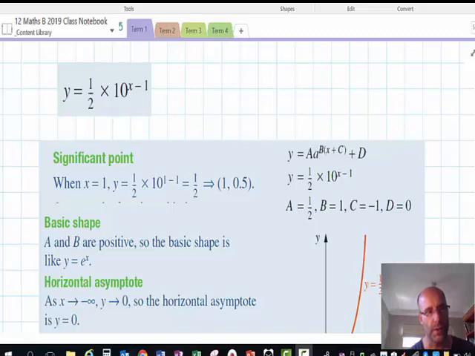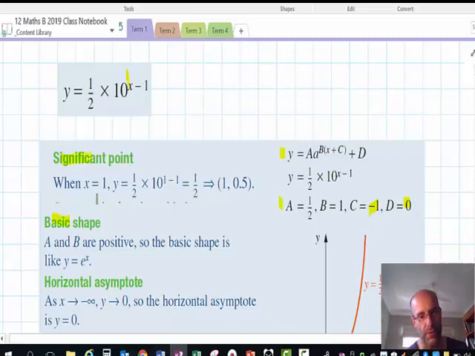Let's look at a different example. We've got an exponential here which we need to sketch, y equals 1/2 times 10 to the x minus 1, and basically we need to compare it with the general exponential. So there's the general exponential, and we write down a is 1/2, b is 1, because you can tell by the coefficient of x it's 1, c is -1 in this case, d is 0.